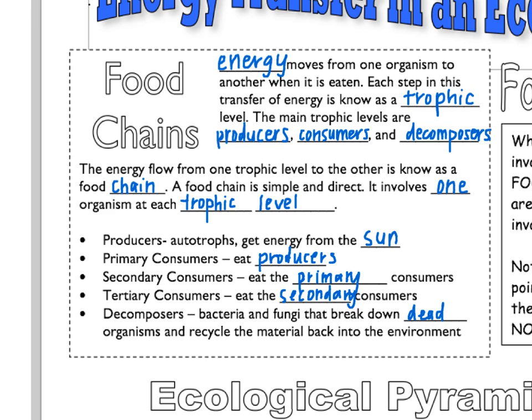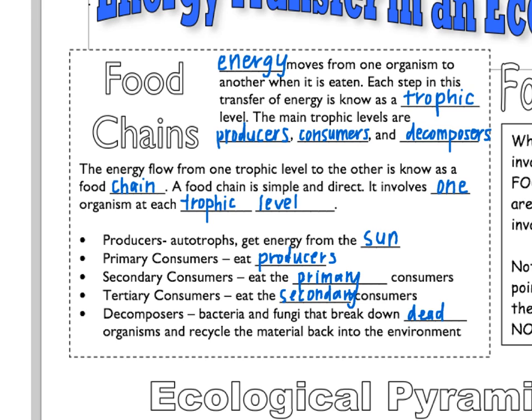The next trophic level, higher than producers, is primary consumers. Primary consumers eat producers, so these are only herbivores. Secondary consumers eat primary consumers, so these are things that eat meat, eat other consumers. Tertiary consumers are going to be your things like lions and tigers, big organisms that have to eat a lot of food. They eat secondary consumers. And then lastly, we have decomposers. These are things like bacteria and fungi, and they break down dead organisms. Their job is to recycle things back into the environment.